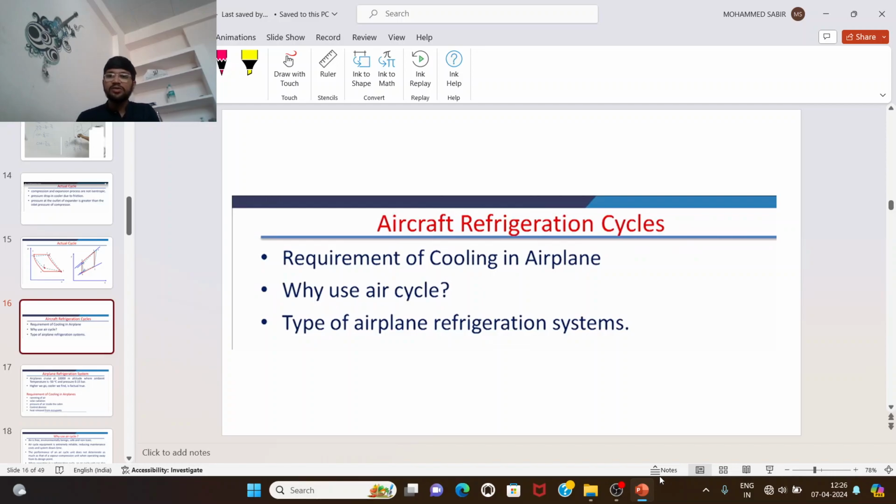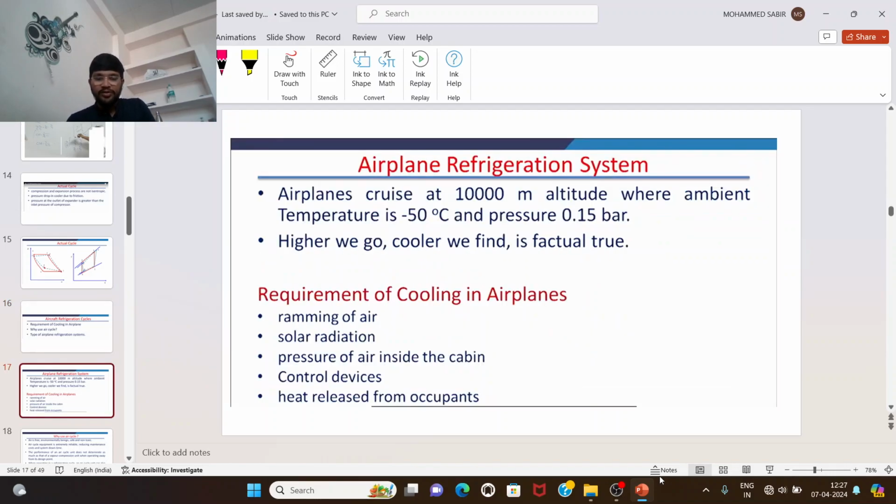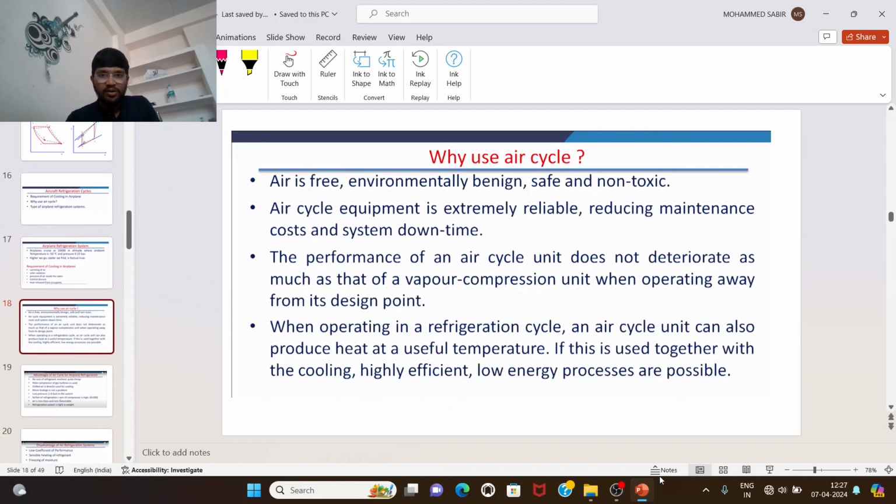For this we are using the refrigeration cycle, and the solid addition is also there. Some control devices release heat, and because of that we are using it. Why are we using air? Air is free, environmentally safe, non-toxic. Air cycle equipment is extremely reliable, reducing maintenance cost and system downtime.